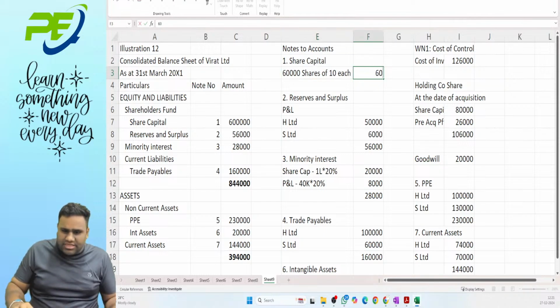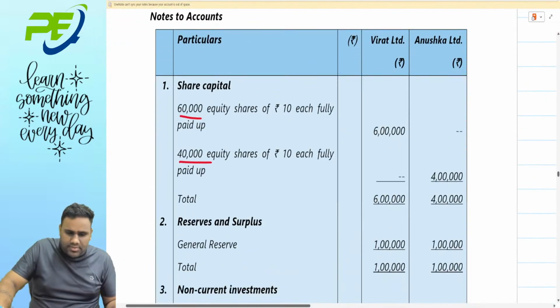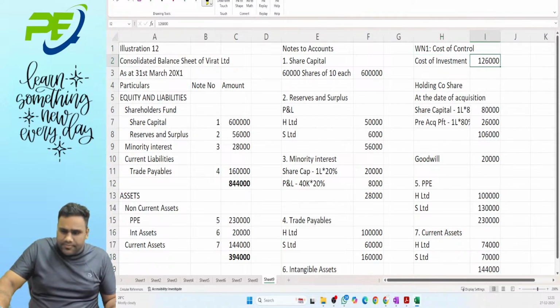60,000 shares of 10 each, 6 lakhs. Reserves and surplus, note number 2. So for that we have to calculate cost of control.